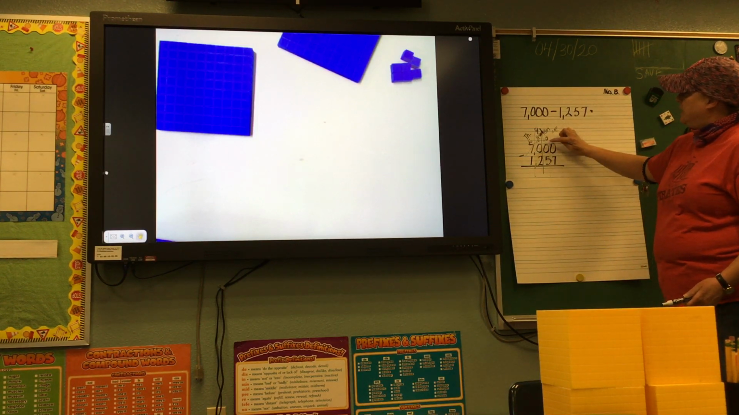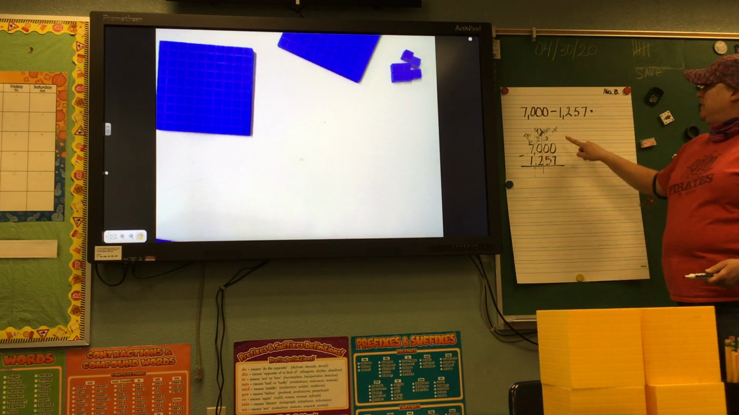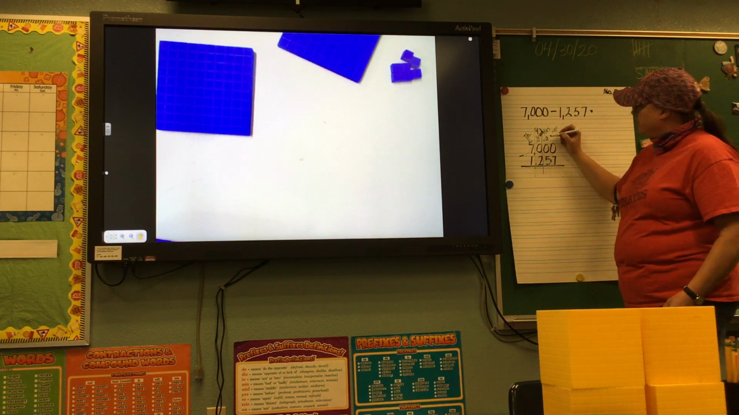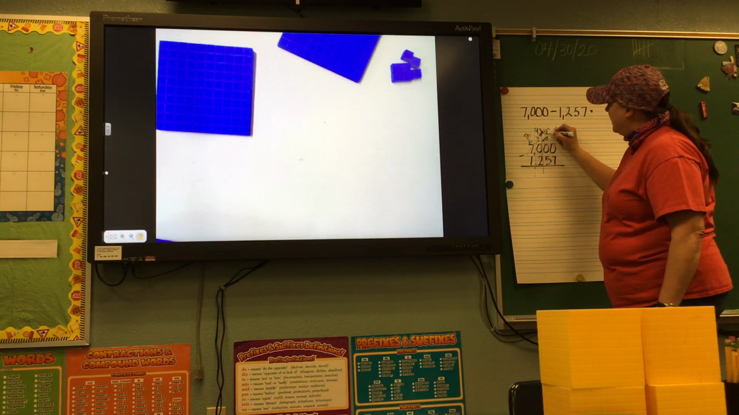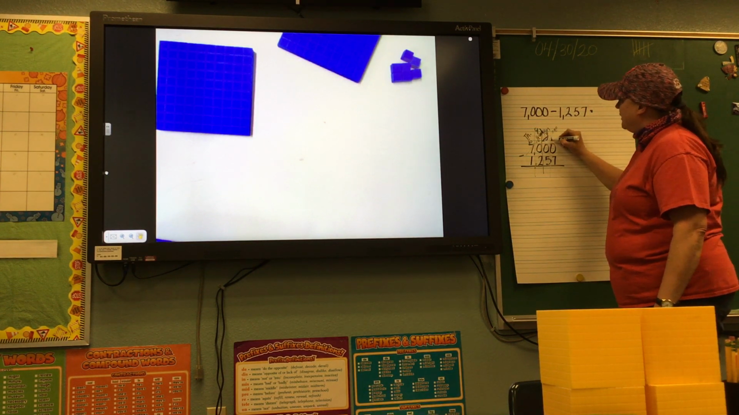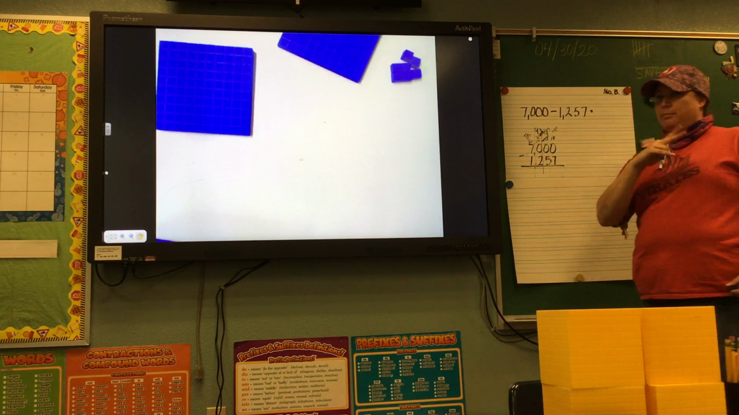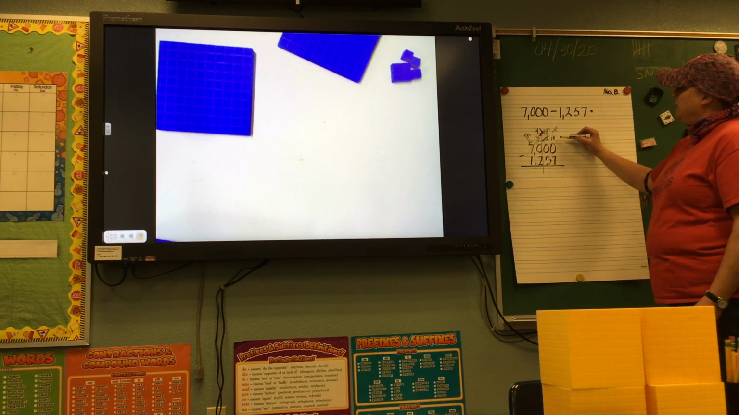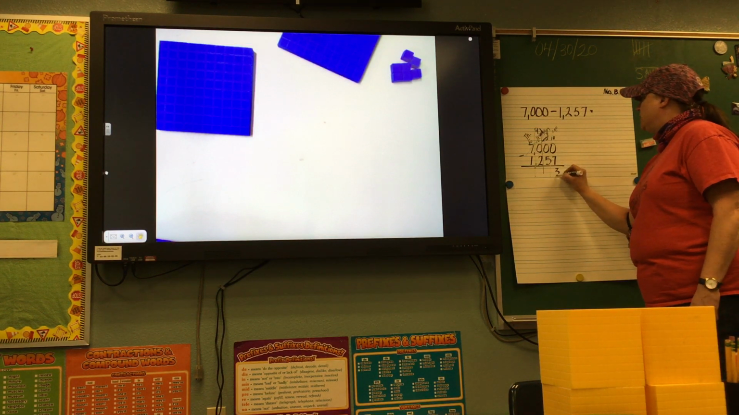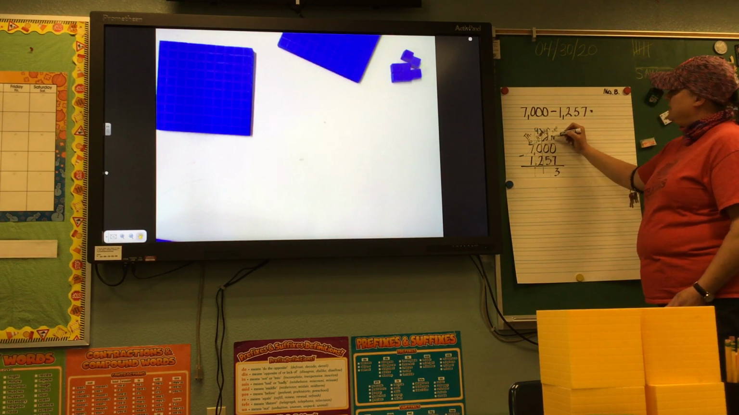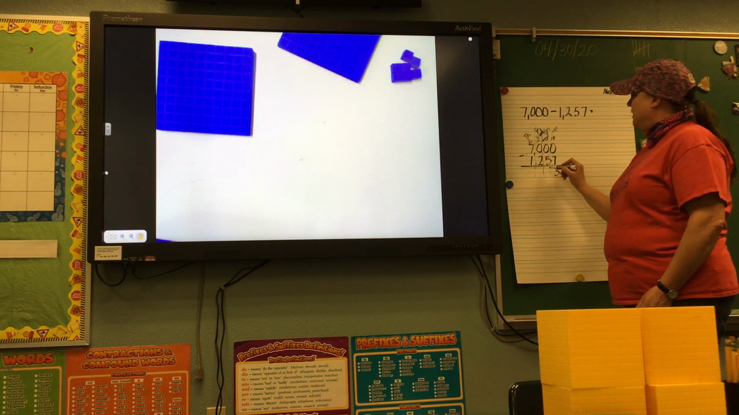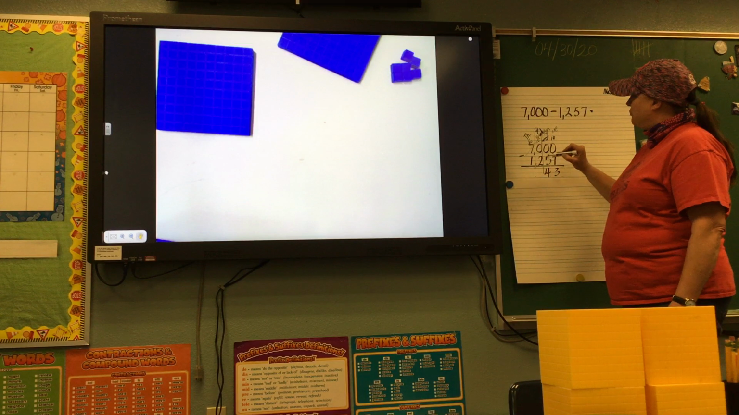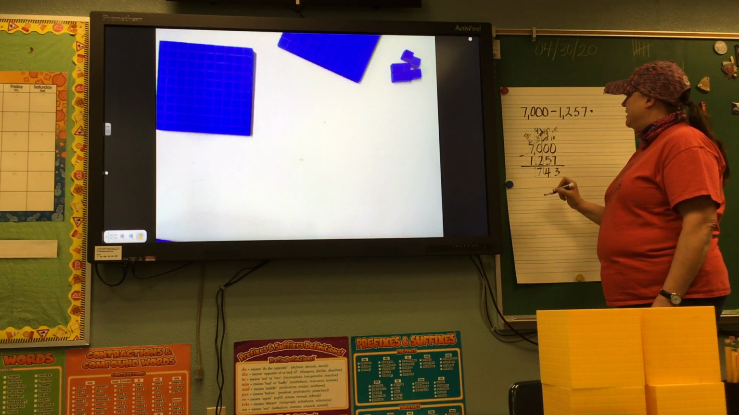But I can't just say 10 sticks take away 5. I haven't done my ones yet. Now, there's enough 10 sticks over there that I can come over and take one. I am taking a 10 stick, I now have 9 left, and I chop that 10 stick back up into ones. And now I have 10 ones. This I can do. 10 ones take away 7 ones is 3. 9 sticks take away 5 sticks is 4. 9 hundreds flats take away 2 hundreds flats is 7.